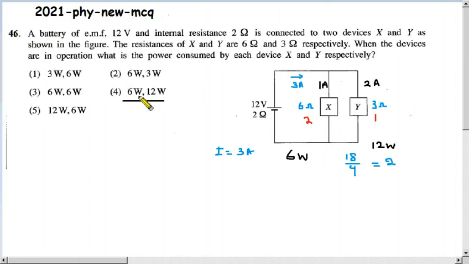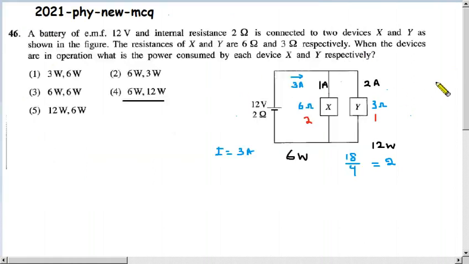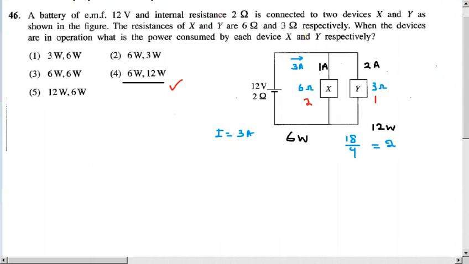46, let us check the answer. The fourth one is correct. Yes, the fourth one we have selected. So very easy, this one. If you couldn't understand, now I am going to explain everything in detail.